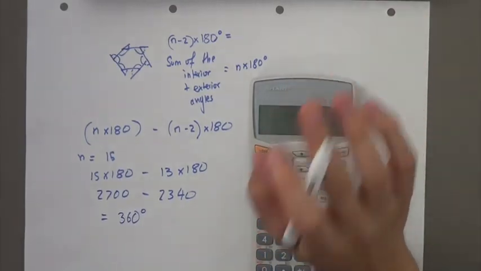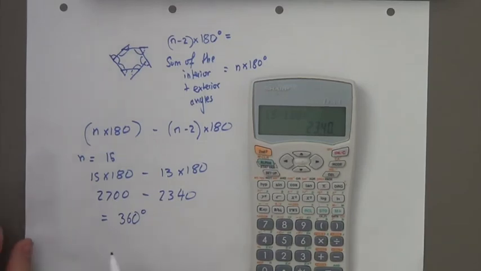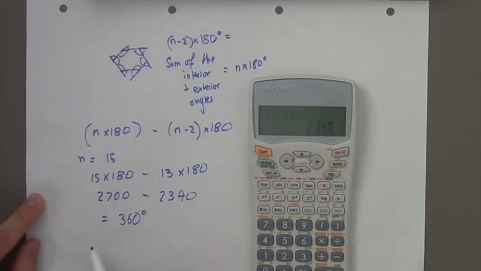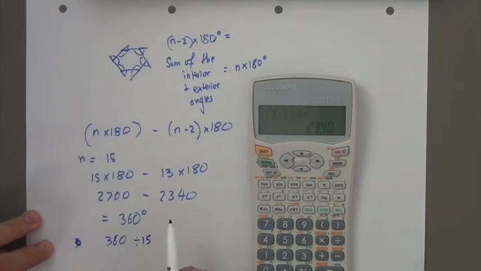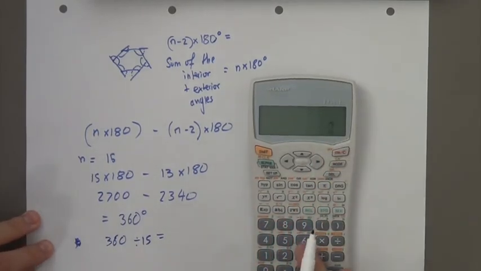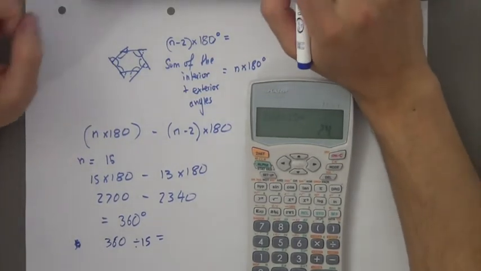Next question, what is the size of each exterior angle in this polygon? Well, we've just said that the sum of the exterior angles is 360 degrees. It's really hard to draw 15 exterior angles, so just think in your head. All we need to do is take 360, because we know there are 15 of them, and divide by 15. And that's 24. So the answer is 24.